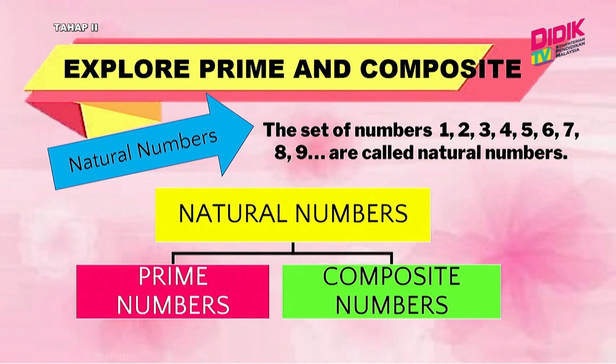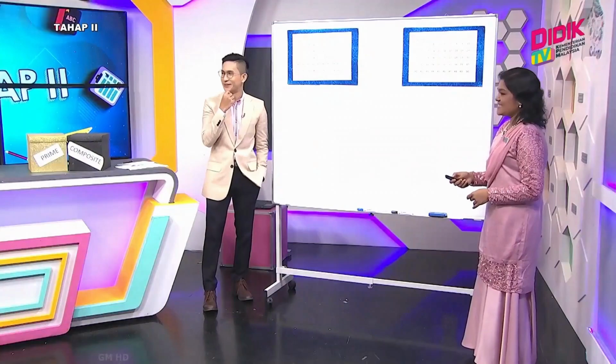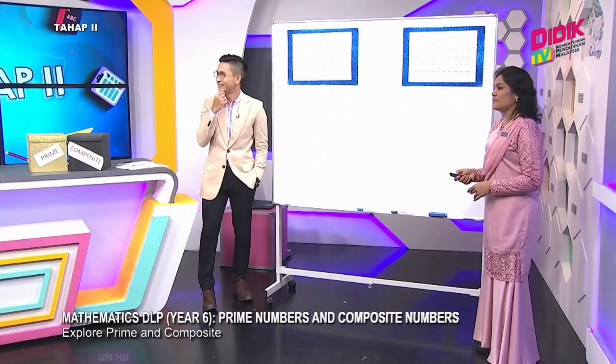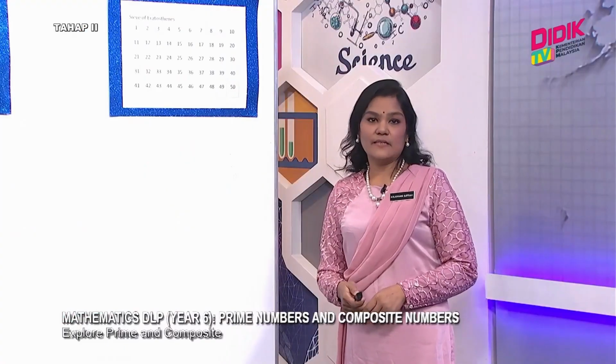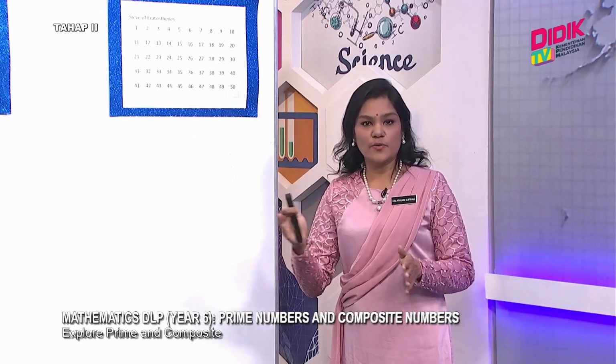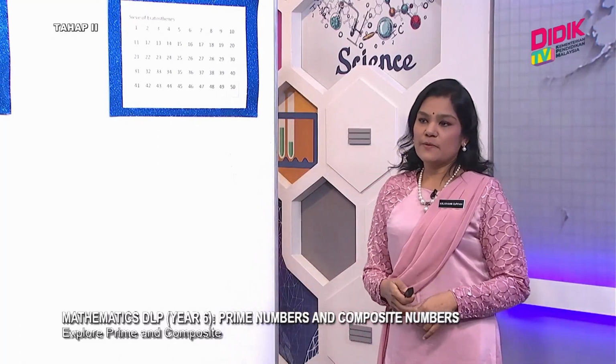So what are the prime numbers? So this is what we're going to learn today, right, teacher? Yes. And how to get rid of the prime numbers from the number set. Today our focus is from number 1 to 100 only, kids. So, explore prime and composite.